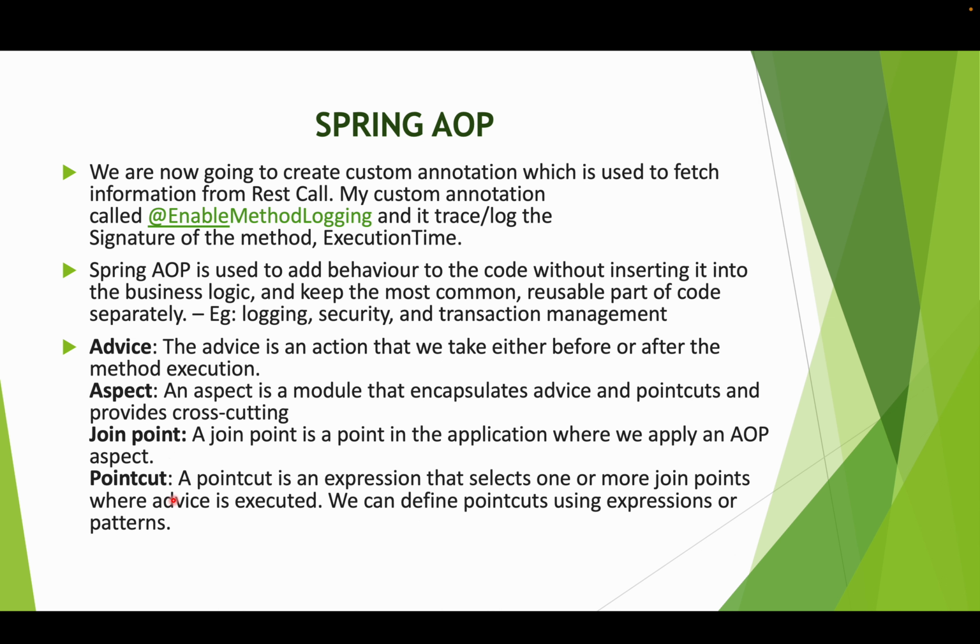What is a pointcut? A pointcut is nothing but a group of join points, meaning selecting one or more join points where I want to execute this advice. We can define the pointcuts using expressions or patterns. So to create our custom annotation, this information about Spring AOP is enough. There is a lot more about Spring AOP, and we will cover all of it in our future videos. So let's now go and write the code for our custom annotation.